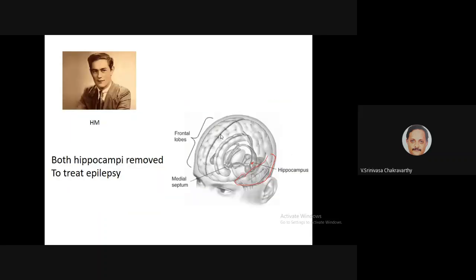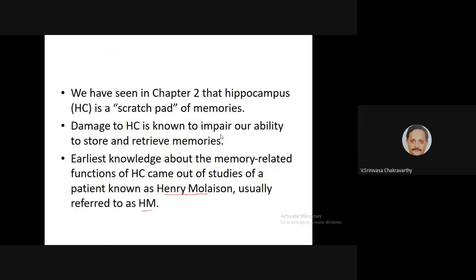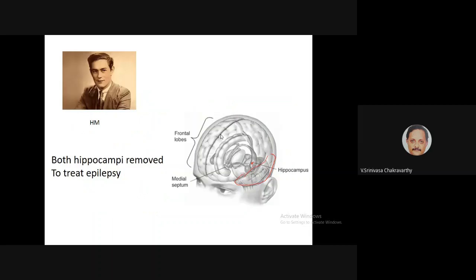A lot of our knowledge of hippocampus came from this patient called Henry Molaison, generally referred to as HM. I think he died recently, so the name was revealed some time ago, and now we know who HM is. Otherwise, in the literature for a long time they maintained the privacy of this person and just referred to him as HM. So that is HM.